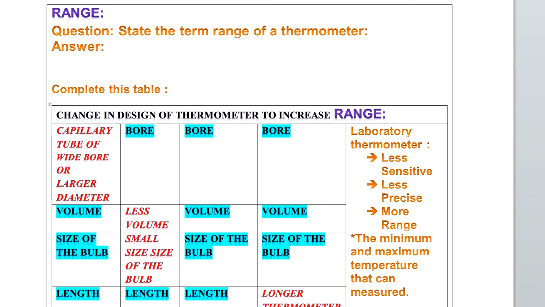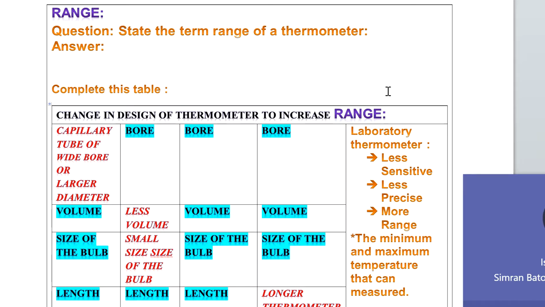So you will be able to give the statement or description of what is range of a thermometer, and we will discuss what is range. But before that, one thing students keep in mind, that range is inversely proportional to sensitivity. Whatever you have done to increase the sensitivity will decrease the range, but if you do opposite to what you have done to increase the sensitivity, then the range will also increase. So now let's see with the help of a table how we can increase range.